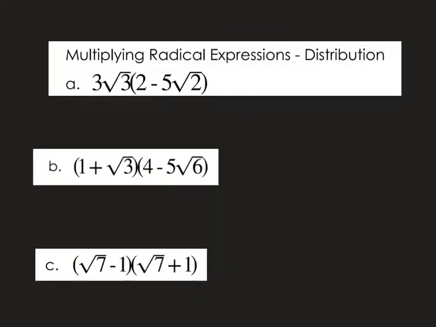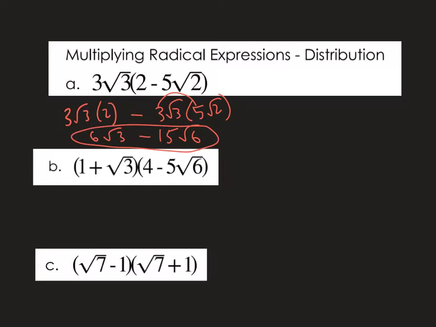Okay, now for distribution, no big deal. We're taking that 3 rad 3, we're going to multiply it by 2, and we're taking the 3 rad 3, and we're going to multiply it times negative 5 rad 2. So just on the previous slide, we're doing a little bit extra. All right, so 3 rad 3 times 2 minus 3 rad 3 times 5 rad 2. Okay, well the 3 rad 3 times 2 is going to be 6 rad 3 minus the 3 times the 5 is 15 rad 6. And we're all set. That's it. Just 6 rad 3 minus 15 rad 6.